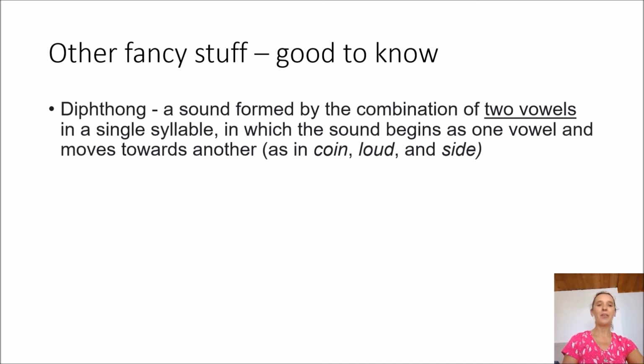A diphthong. Now this is a sound formed by the combination of two vowels in a single syllable, where the sound begins as one vowel and moves to another. So if you think about the word coin, if you say oi, did you watch my mouth there? Oi. My mouth moves, whereas when I say a, there's very little movement. Whereas oi, I move my mouth. Ow, I. Your mouth moves between them, and that's called a diphthong.